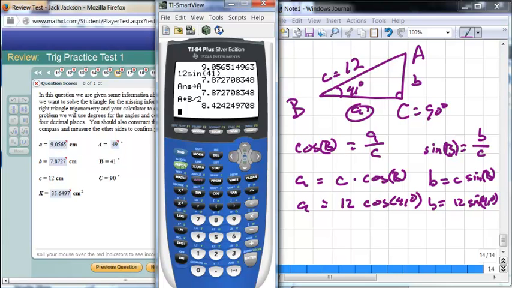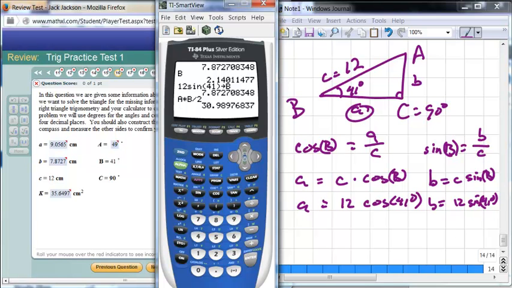Make sure I've got these in there right. A, did I store it right? Yeah. B. Oh, I didn't get B stored correctly. Okay. 12 sine of 41 degrees. Store it as B. Alright. So now if I do A times B divided by 2, there we go.